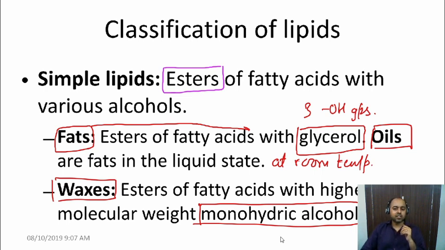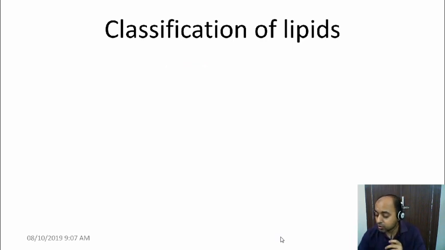Simple lipids have the common chemical definition of being esters of fatty acid with the various alcohols. They can be fats, they can be waxes. Some of the fats are oils. Okay. Now we go to the clinically very important group, and that is the complex lipids.